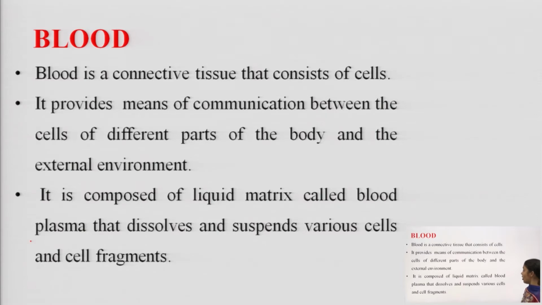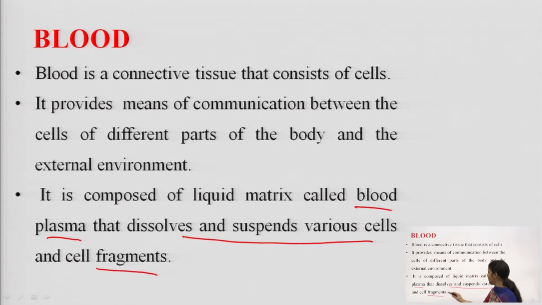It is composed of a liquid matrix called blood plasma that dissolves and suspends various cells and cell fragments. Now what is blood plasma? Blood plasma is your blood minus your blood cells. That means the blood consists of blood plasma having your cells and cell fragments.